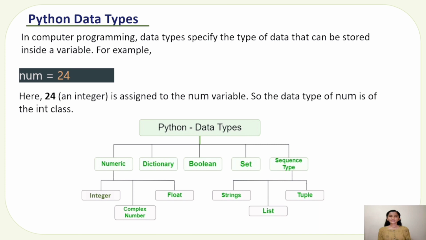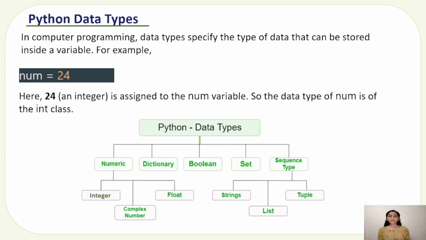Python data types. In computer programming, data types specify the type of data that can be stored inside a variable. For example, num = 24. Here 24, an integer, is assigned to the num variable. So the data type of num is of the int class.